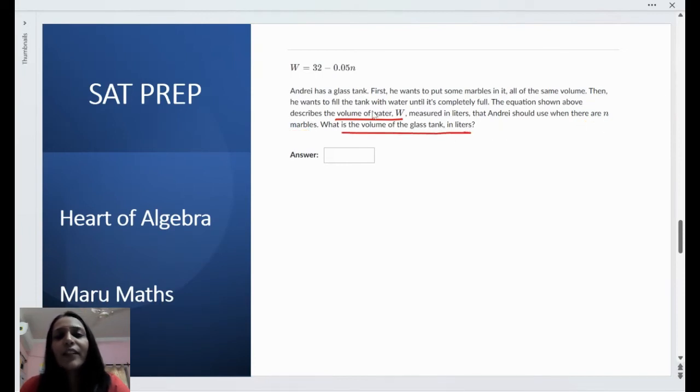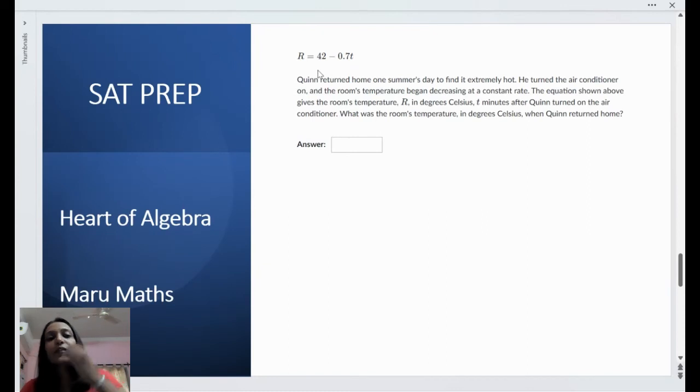This is a very long question to read and can be confusing, but if you look carefully, the water is given by W is equal to 32 minus 0.5 N. So when we are adding marbles into the tank, the water is getting displaced. So the volume of the tank would be 32. And the number of marbles that get added would just keep subtracting the water from the tank. Now let's move ahead to the next question.